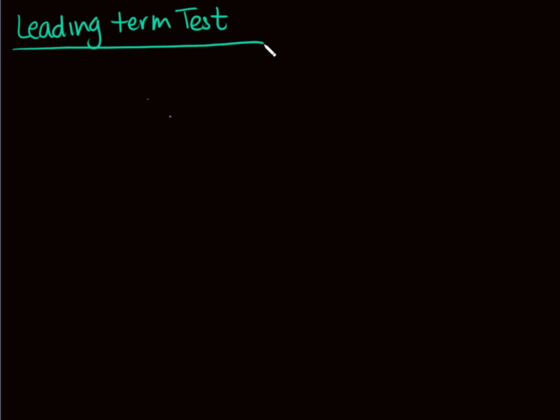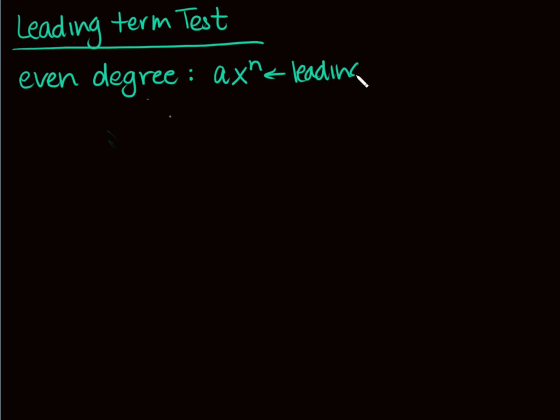But let's write down what we mean by end behavior. This is called the leading term test, and this leading term is going to tell us the end behavior of this function. So when we have an even degree, here's what's going to happen. If I have an even degree leading term, ax to the n, that means n is even.